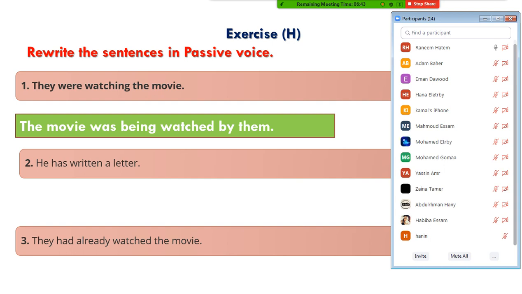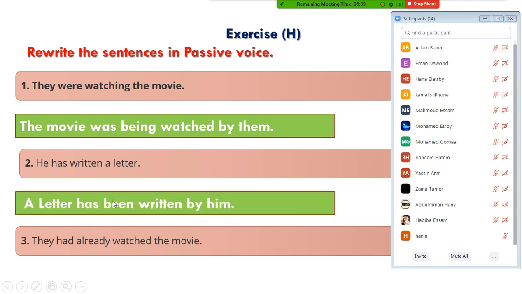Where is the verb to be? Has been written. Yes, thank you. Welcome back. That's right. A letter has been written by him. This is in the present perfect, so I keep has or have here in the sentence, followed by been. This is the verb to be in the past participle. It's be, and been, followed by written, the past participle of the verb.